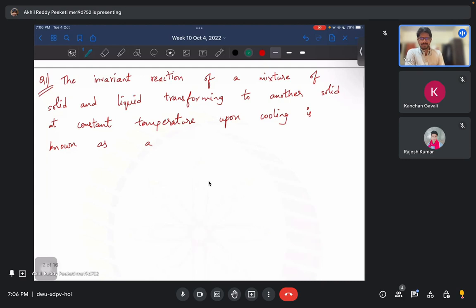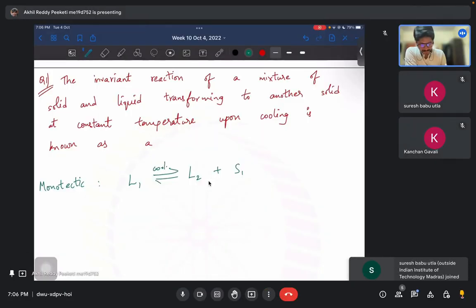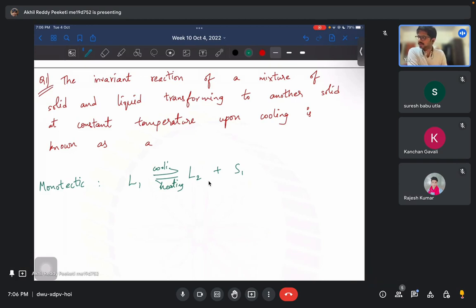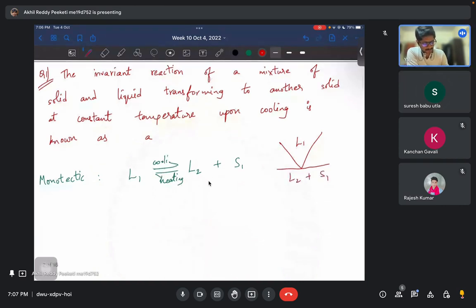Okay, let's see. There are mainly five types of invariant reactions. Let's see what those five are. Monotectic: here, one liquid upon cooling transforms into another liquid plus one solid. One liquid gives rise to one liquid and one solid. In the phase diagram, it would look something of this sort. Some point like this would be a monotectic point.